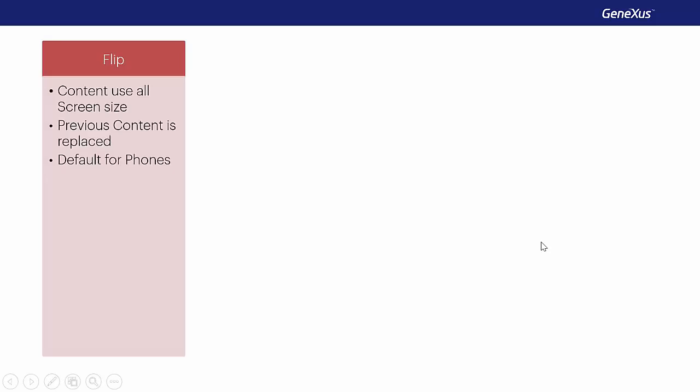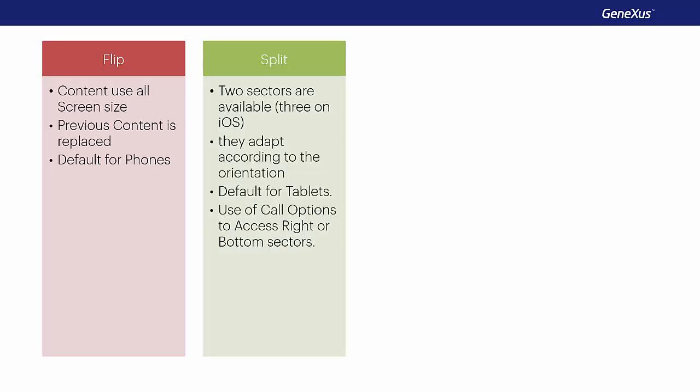Now let's review what we've seen in the 4 navigation styles and the differences between them. For Flip, we saw that the content takes up the whole screen and that the new content shown replaces the previous content. It's the default for telephones. For the case of Split, we saw that there are several sectors, 2 for Android and 3 for the case of iOS. The setting adjusts the orientation. It's default for tablets, and to access the right or the bottom sectors, we must use call options, which we'll see later on.